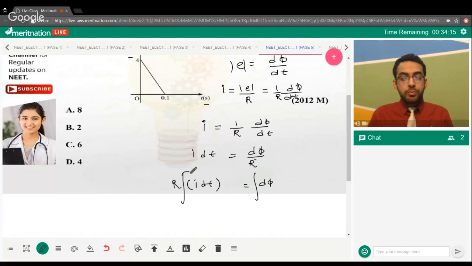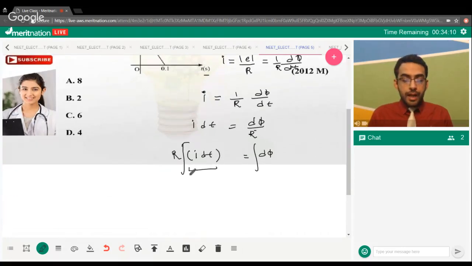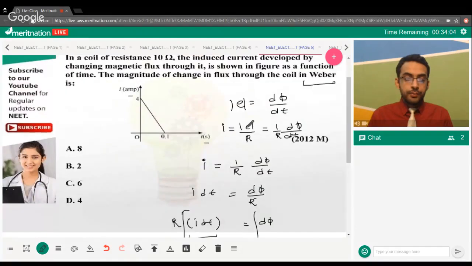If you integrate both sides, what do you get? This is the total charge. And that is the area of the triangle that you can see here. This area will give us the total charge.